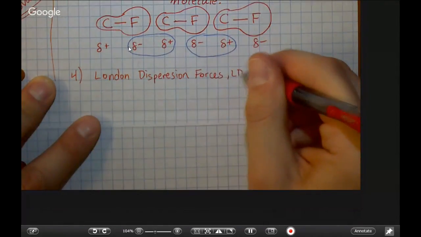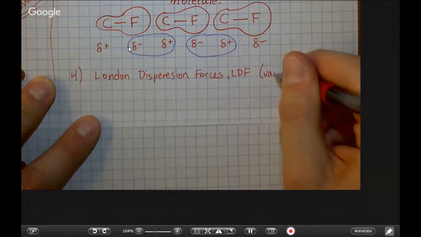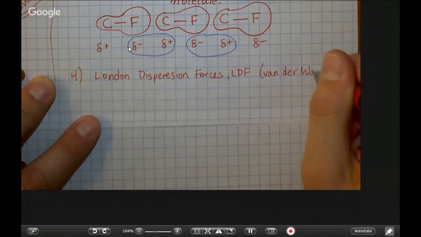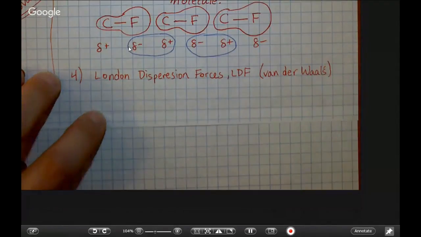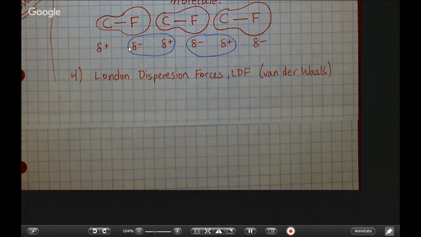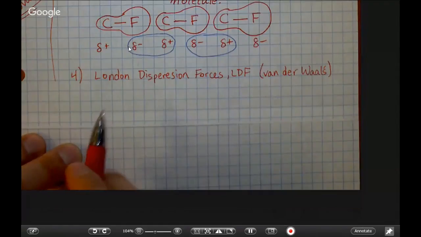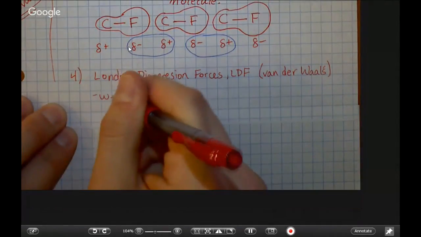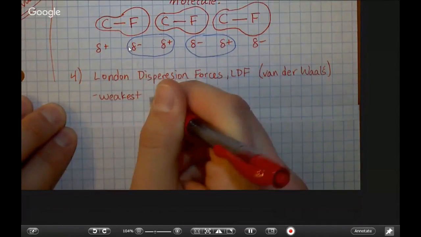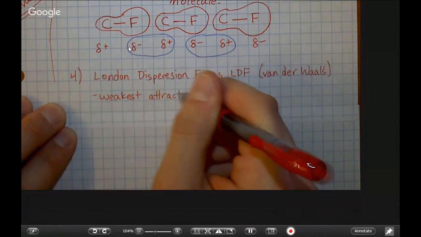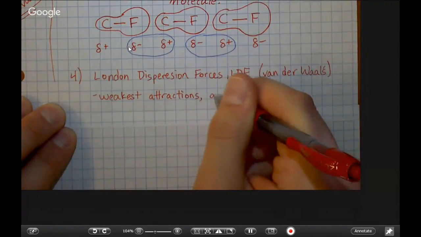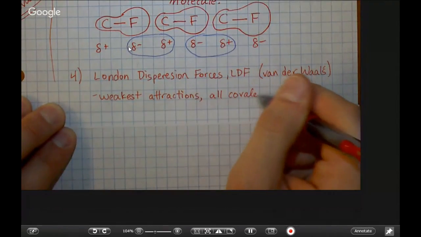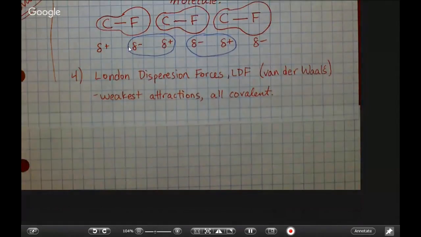Or LDF. It's also called van der Waals forces for short, or not for short, but differently. So van der Waals. So the idea going on here with LDFs, or London Dispersion Forces, is that these are the weakest of the attractions. They're present in all covalent compounds. Even though all covalent compounds have them, they're still the weakest attraction.